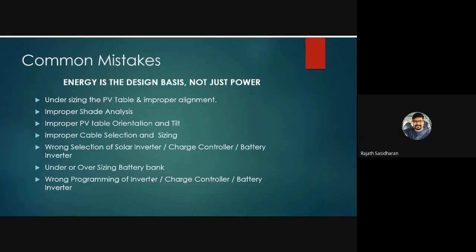And if it is tilted towards east, during daytime, say early morning hours, you'll get energy, but in the afternoon, you'll not get any energy because again, it gets shaded. So these are some of the mistakes. You will also see improper shade analysis.